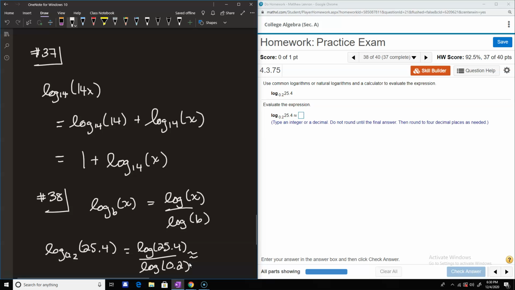So we get about, how many decimal places do they want? 4 places. So negative 2.0099.